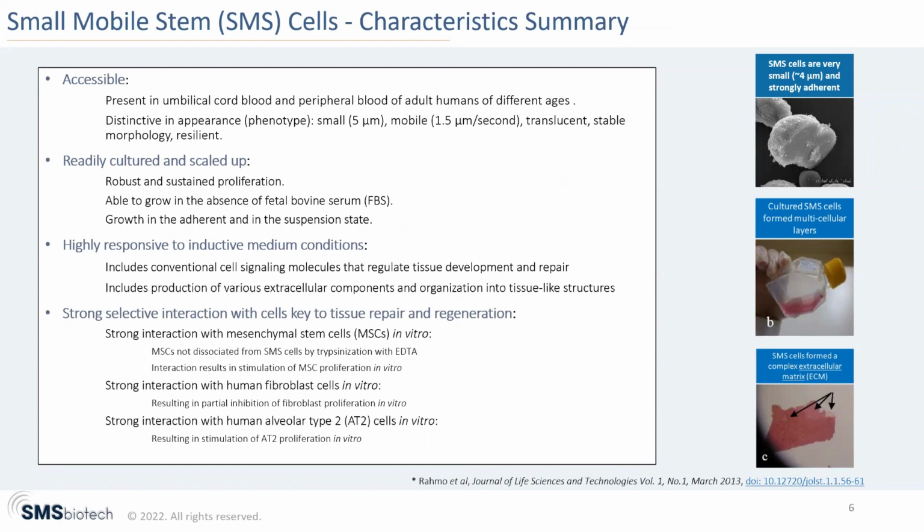We isolate these cells from peripheral regular blood of adult humans. This can be done from individuals of different ages. The cells are translucent, stable, and quite resilient. They can be readily cultured and scaled up as needed. We can provide a large number of these cells using our patented technology, and we are currently producing a lot of these cells.